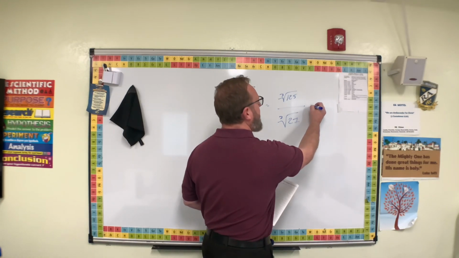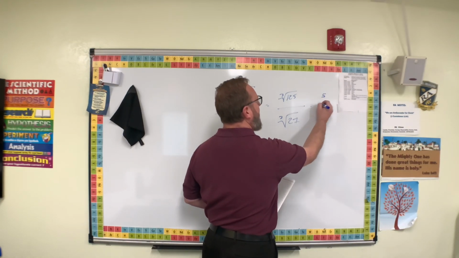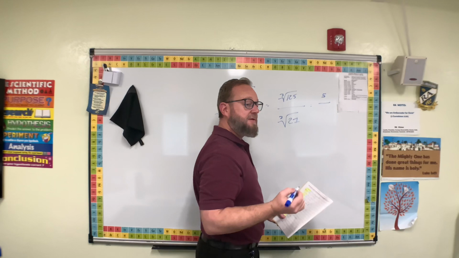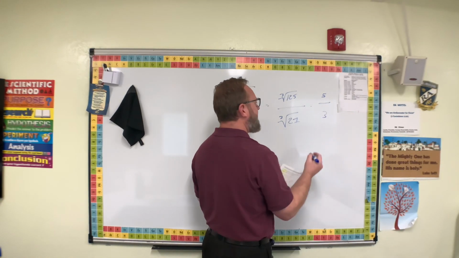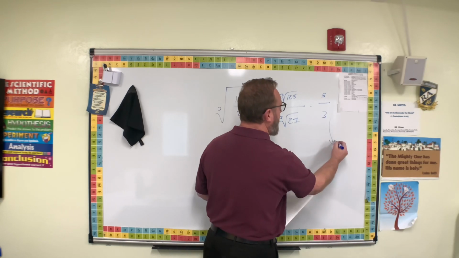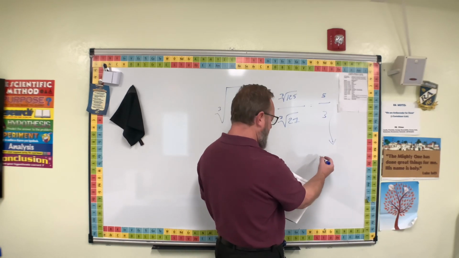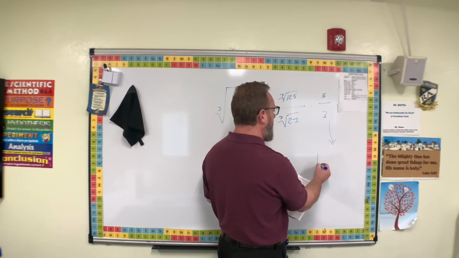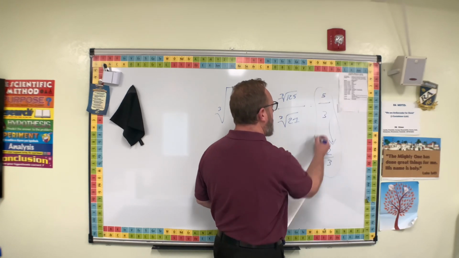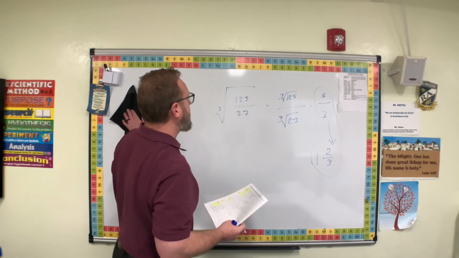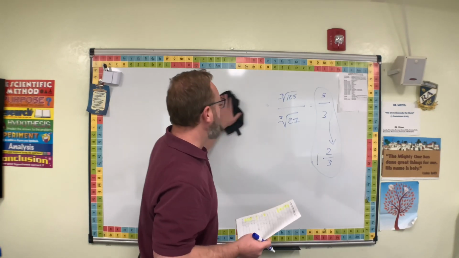You find on the top, cube root of 125 is 5. Cube root of 27 is 3. So you have 5 over 3. 5 over 3 can be simplified or turned into a mixed number of what value? 1 and 2/3. So that's how that one works out.